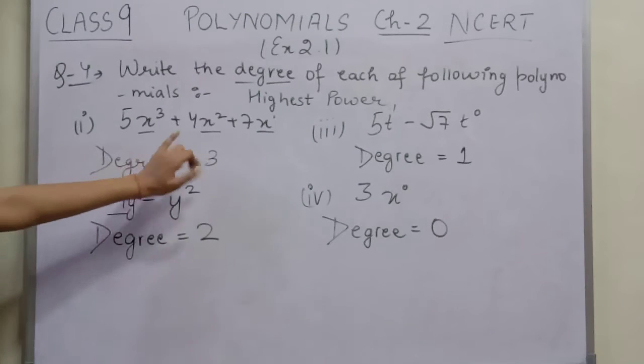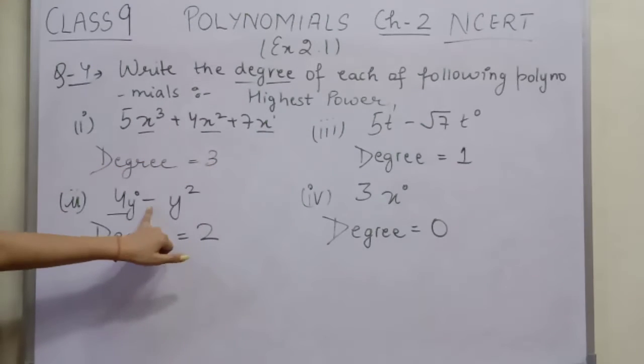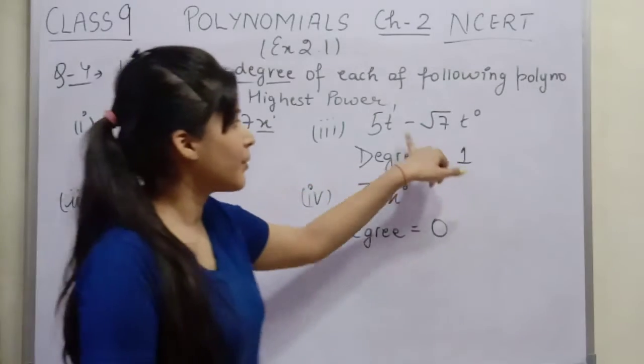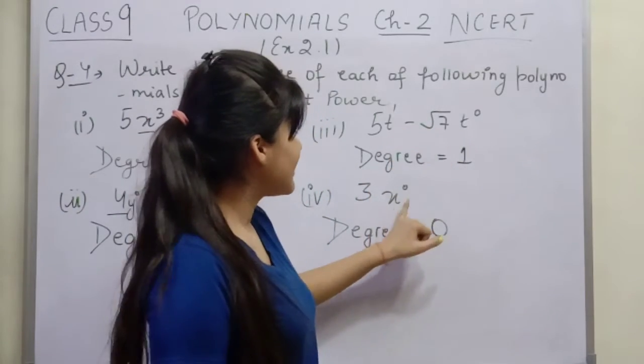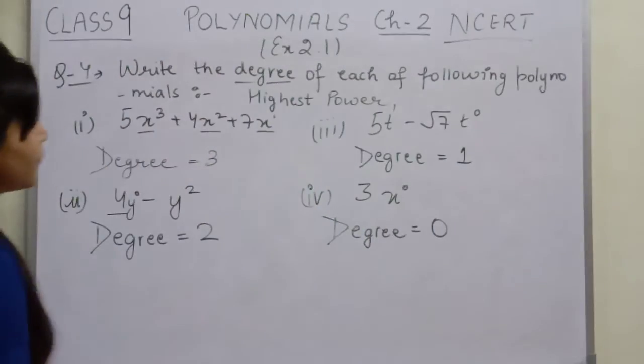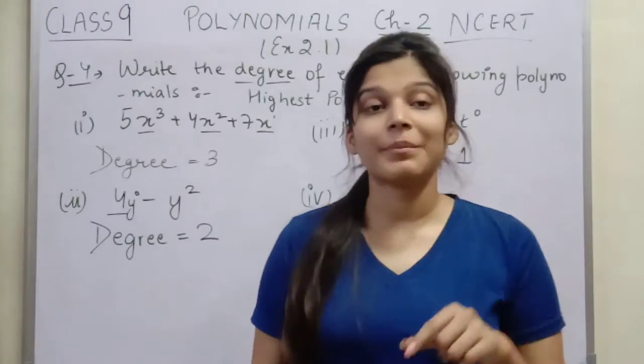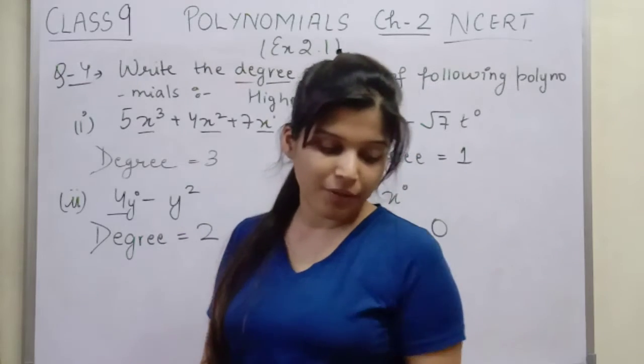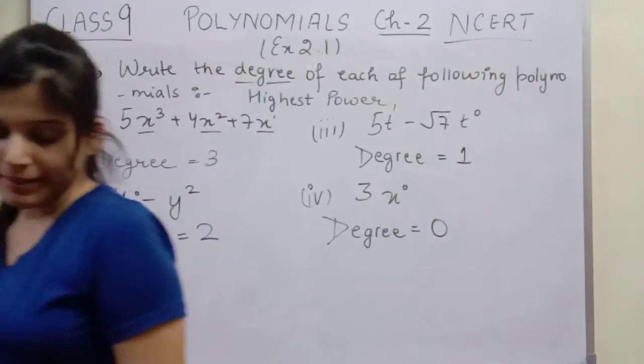So degree 3 because the highest power is 3, degree 2 because the highest power is 2, degree 1 because the highest power is 1, and degree 0 because the highest power is 0. Right? So this was question number 4. You can note this down. Then we'll be coming to the last question, question number 5 of exercise 2.1.